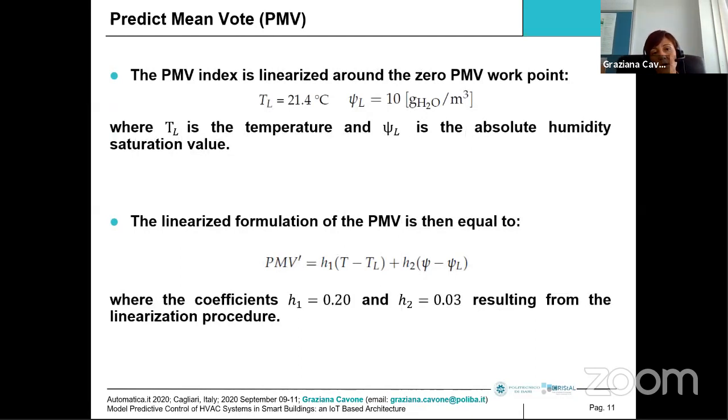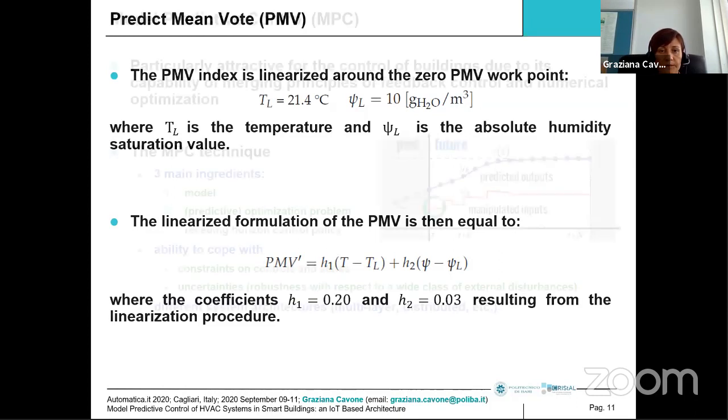So what we did was to linearize the PMV index around the zero PMV work point, considering a temperature of 21.4 degrees and the absolute humidity saturation value equal to 10. And as you can see, there is a linearized formulation of the PMV that is really simple. The coefficients that you see in the formulation, H1 and H2, result from the linearization procedure. I will not provide all the details, but the procedure is quite complex and requires many passages for passing from the nonlinear to the linear formulation.